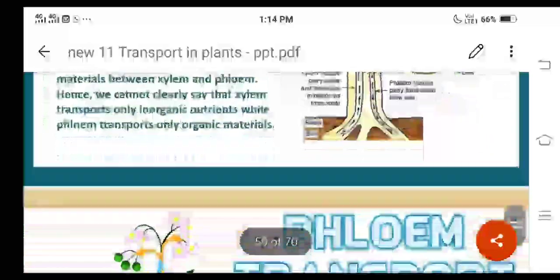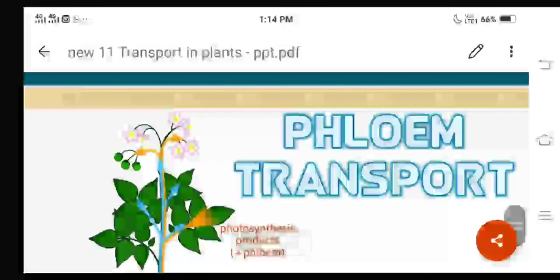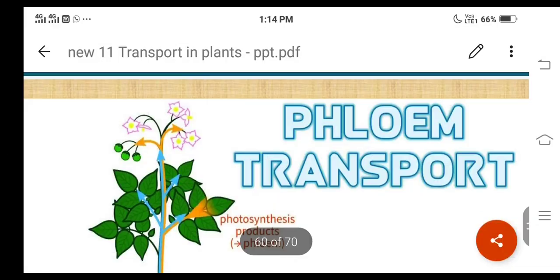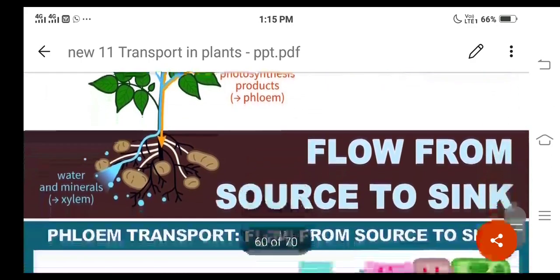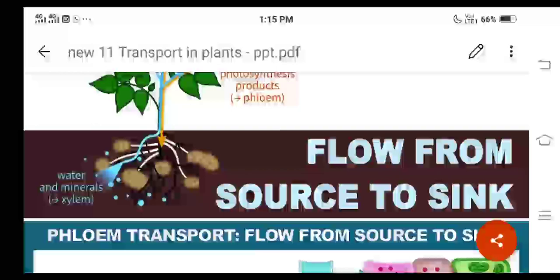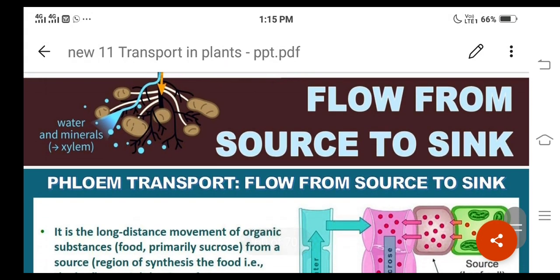And one more part is the phloem transport. Phloem transport explains the translocation of the food material. Remember, it explains about food translocation only. Photosynthetic products, within brackets we have written phloem, right? And in the beginning concept we are going to study, flow from source to sink. Flow from source to sink, right?